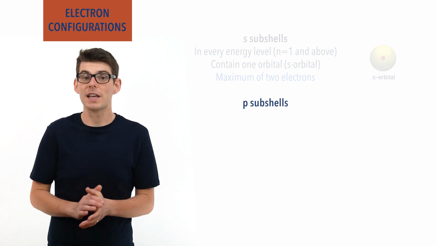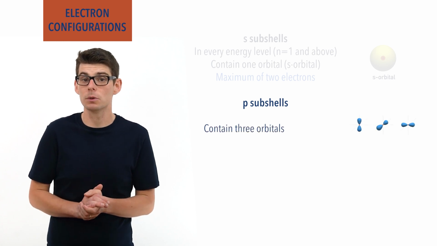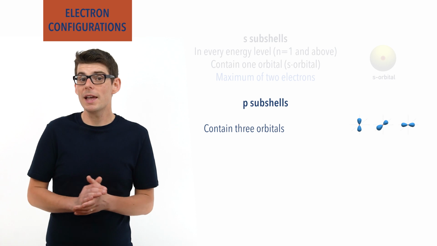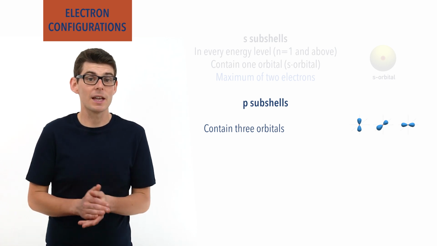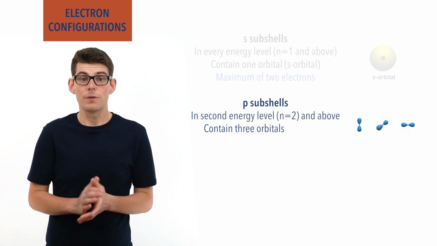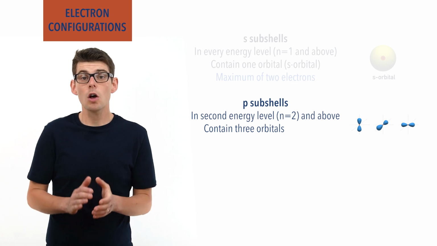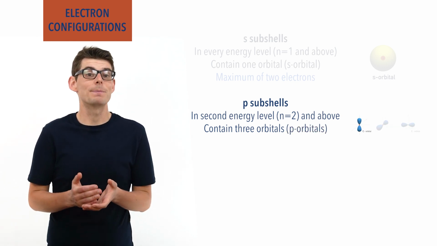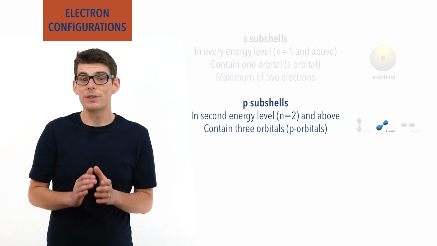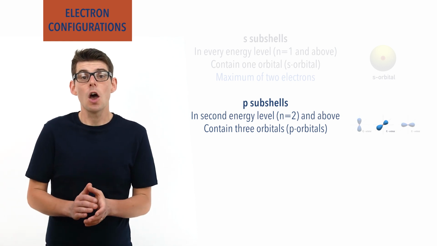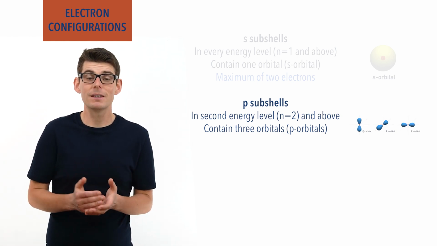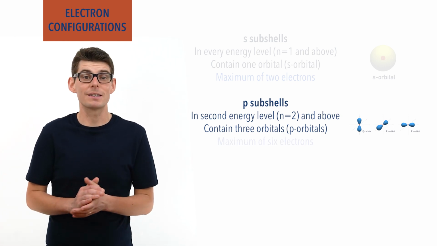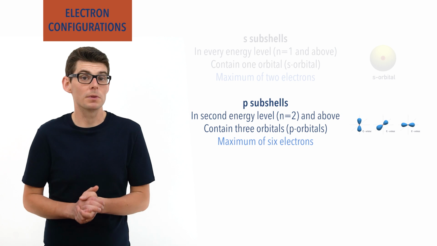P subshells contain 3 dumbbell-shaped orbitals that are too big to fit in the first shell, meaning all energy levels apart from the first have a p subshell. The 3 orbitals in a p subshell are called p orbitals and are labelled as px, py and pz. They all have the exact same shape and energy, only their orientations in space are different. A p subshell can hold a maximum of 6 electrons, 2 per p orbital.